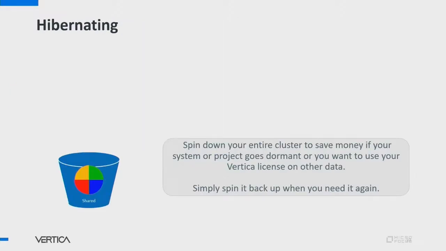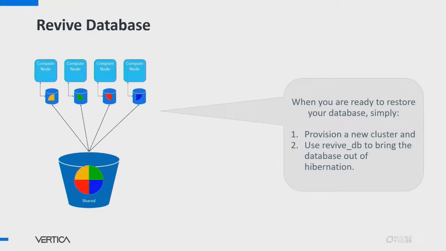Let's say you don't need your database anymore, but you want to keep it. You can just shut it down, thereby hibernating it. Your data will still be present in the S3 bucket. When you need access to your database again, simply provision a Vertica cluster and revive your database. Once revived, you are ready to start accessing your database again.